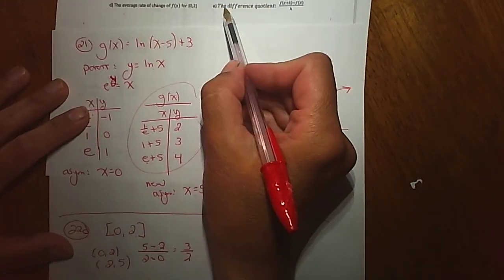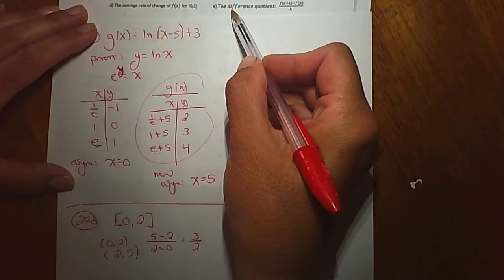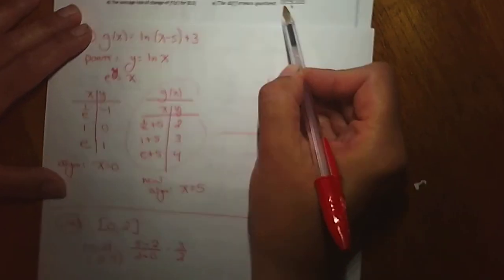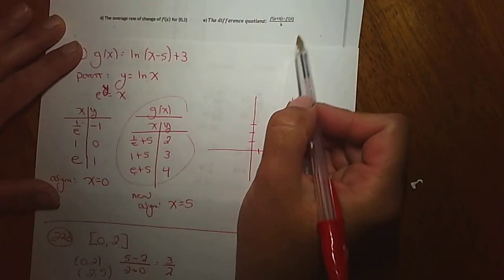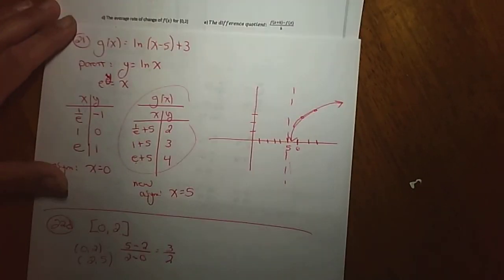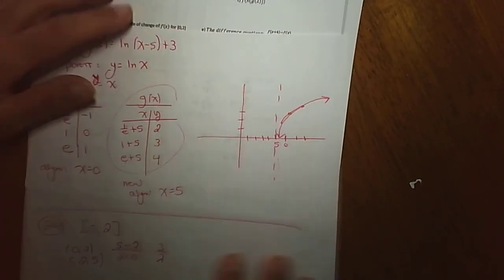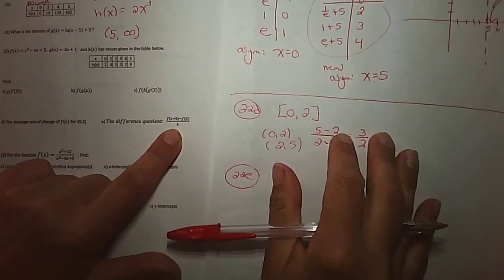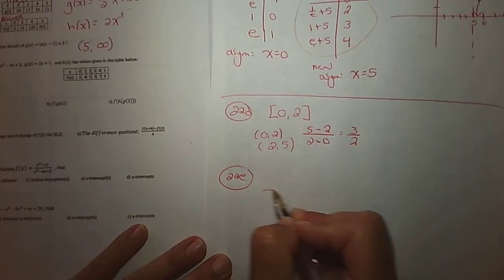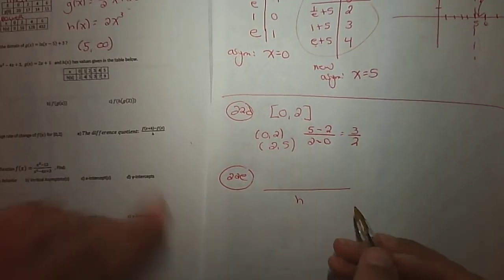Now let's do E. The difference quotient for f of x is x plus 5. So this is just average rate of change, guys. That's what difference quotient is. So let's take a look at this. E. I'm going to make it right here, 22E. So if you notice, guys, the denominator is just h. So I'm just going to put an h there.